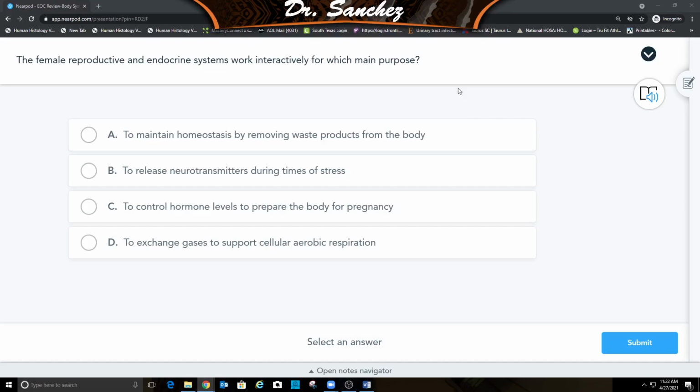Reproduce. To give you the pain in the butt every month? No, that's not what it does. What's the purpose of the female reproductive system? The name's telling you what it's for. For reproduction. And how does the endocrine system tell?